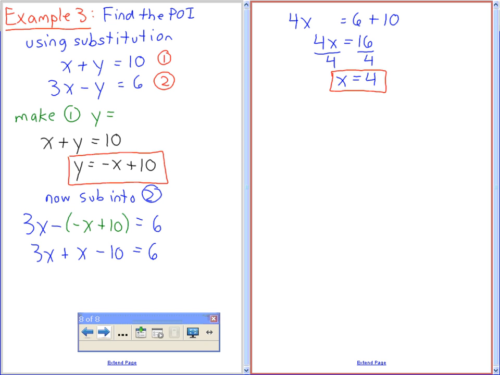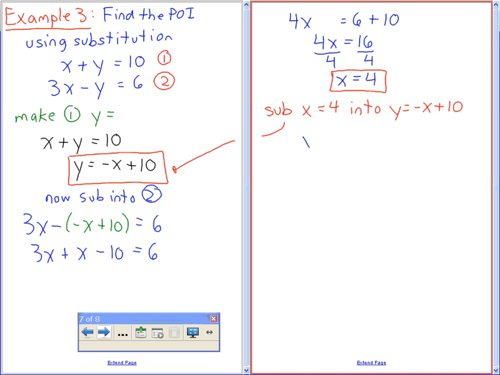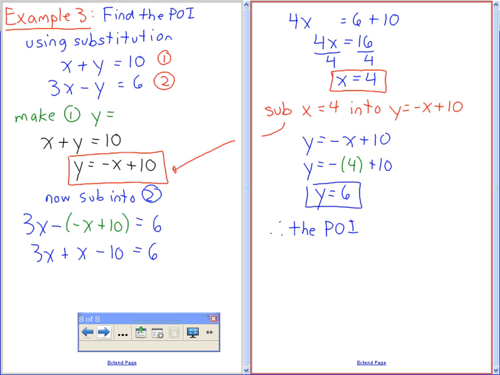Okay, now you can sub x equals 4 into any equation you want to. But Miranda, which one is probably the best one to do? Anyone will work, by the way. I hope what you said is sub x equals 4 into that one right there. Any equation will work, but because that one already has y isolated, you may as well use that one. So I'm going to start with y equals negative x plus 10. I'm going to sub in a 4. So y then equals negative 4 plus 10. Then y equals 6. Therefore, the POI is 4 and 6.